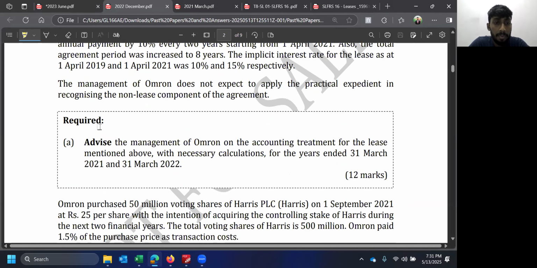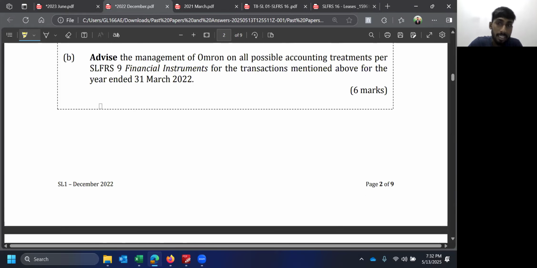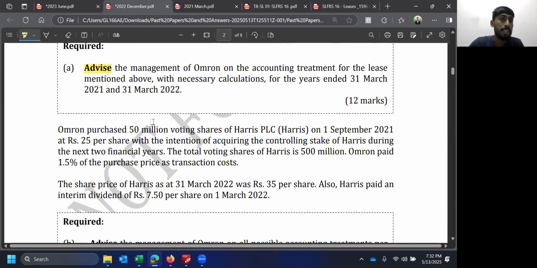Let's first see the requirement. Advise here. The action verb is to advise. That means you cannot just show calculations. You need to write. Keep in your mind, your entire exam paper will have questions as advise and sometimes explain, elaborate.